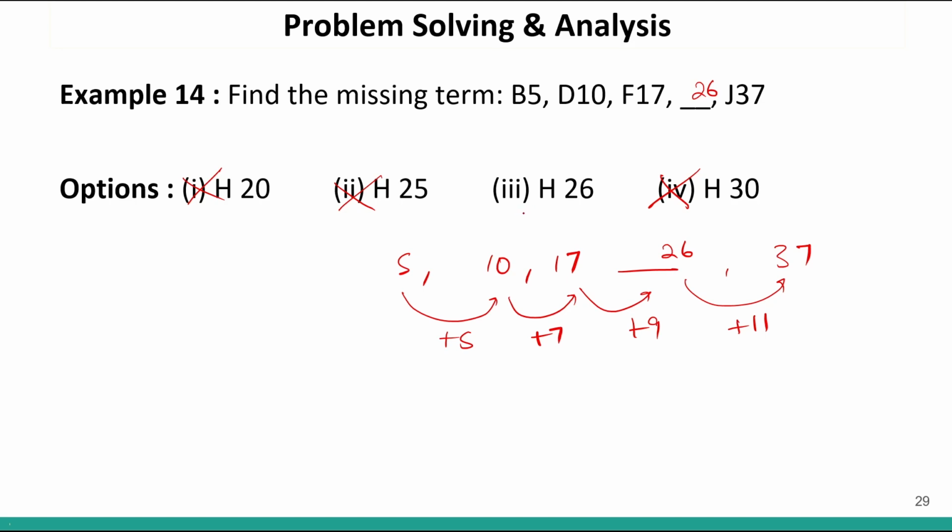But let us check for H also. B is 2, D is 4, F is 6 and J is 10. So clearly we are moving 2 positions forward. Similarly over here also 2 positions forward. So now we'll move 2 positions forward and get 8. 8 is H, and 10th position we have J. So H26 will be the logically correct answer, which is given in option number 3.